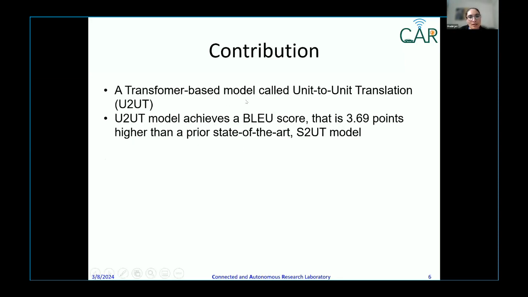So our contribution is a model which is based on the transformer architecture, and we call it unit-to-unit translation, unit meaning discrete unit. We did see that the unit-to-unit translation model that we developed had a little bit better performance than the previous state-of-the-art model, which is called speech-to-unit translation. The difference here is we are using discrete units as input and discrete units as output, and the state-of-the-art model uses speech or spectrogram representation as input and discrete units as output.